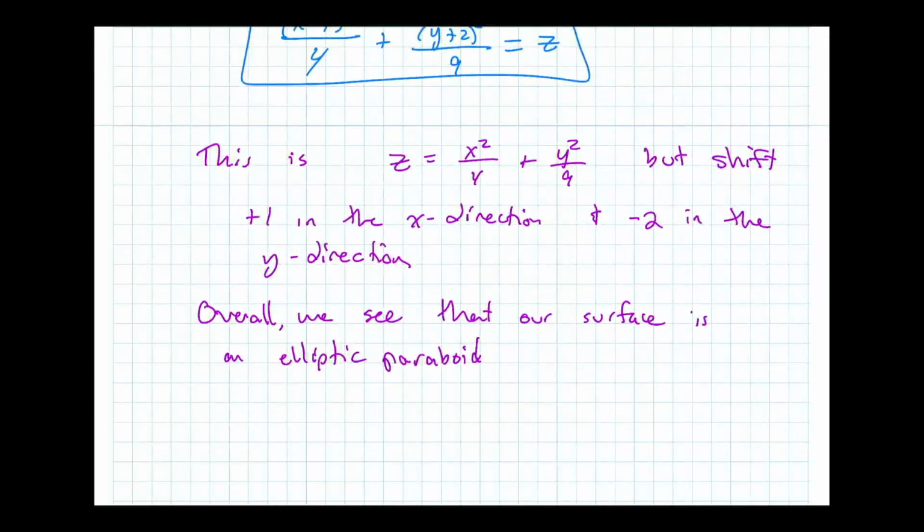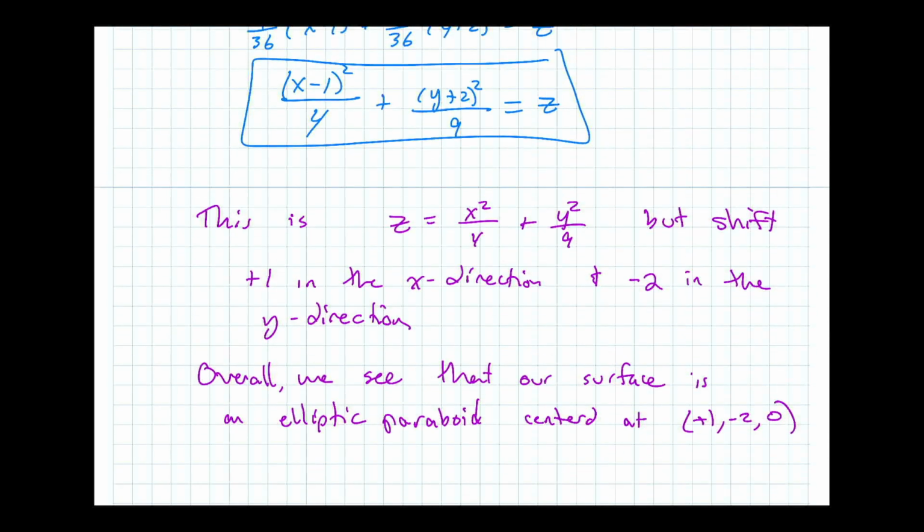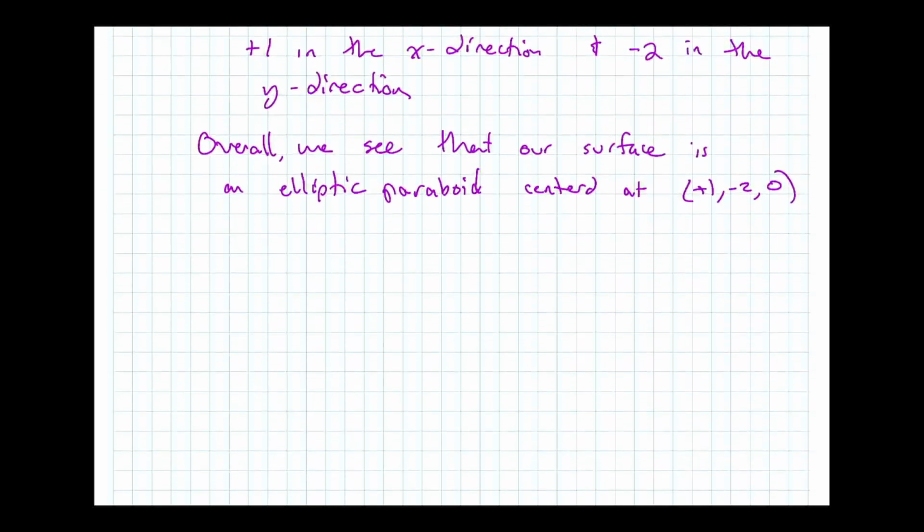Yeah, an elliptic paraboloid centered at, instead of 0, 0, 0, it's +1 in the x direction, -2 in the y direction, and nothing in the z, right? If we had a +9 there, that would be shifted -9 in the z direction. Okay, so it's an elliptic paraboloid.